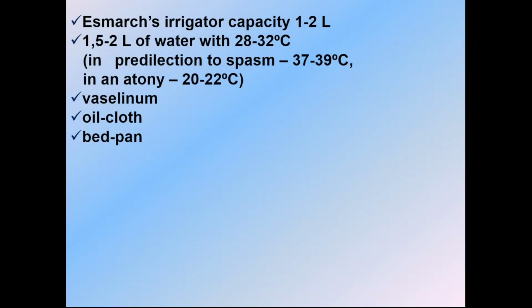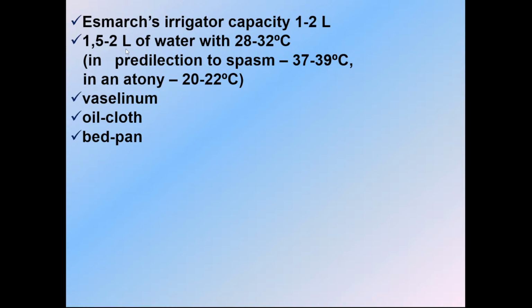Equipment for this manipulation: we need a rubber sac, which is called an Esmarch irrigator. The Esmarch mug is for water. It has a capacity from 1 to 2 liters. For children, 1 liter; for adults, 2 liters. We need 1.5 to 2 liters of water with different temperature.